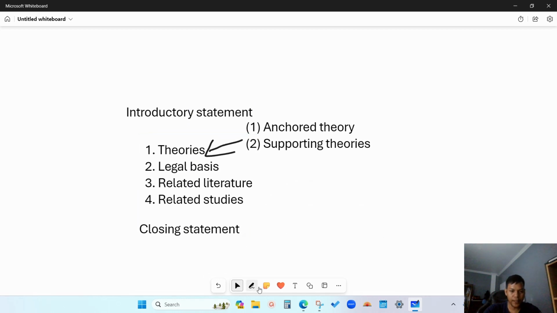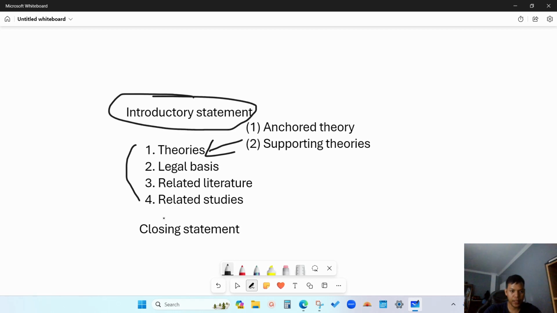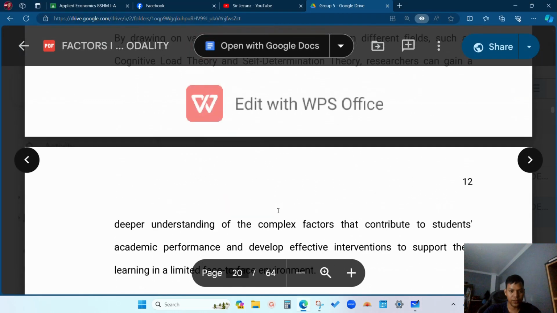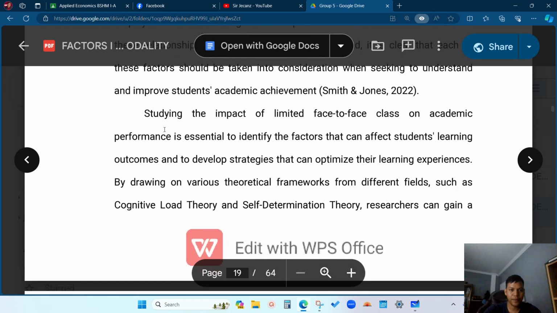Again, in the literature background, there are four parts. But before we discuss the theory, there's an introductory statement. And in the last part, there must be a closing statement. So we will check the last part of this literature background. So they have this closing statement.